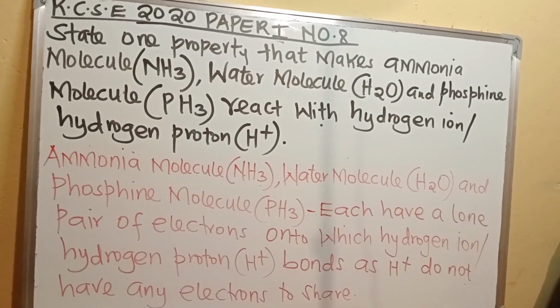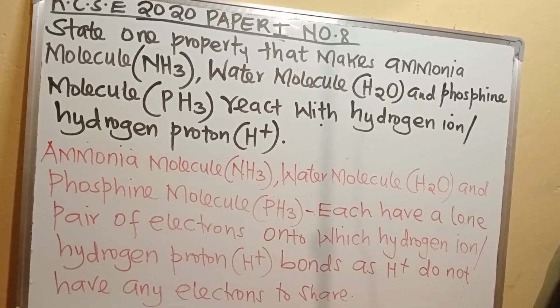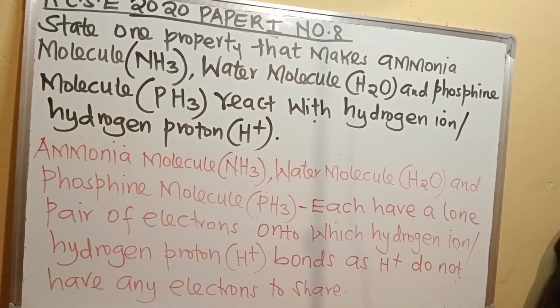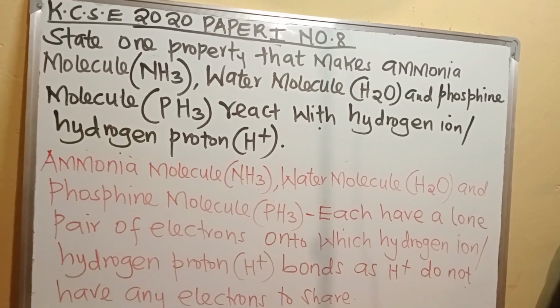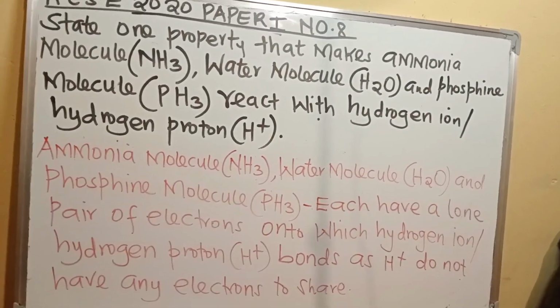So if you are asked to explain how hydrogen becomes a proton, it is when it behaves like a group 1 metal, and then it loses the only one electron that it has. So it is then known as a hydrogen proton.